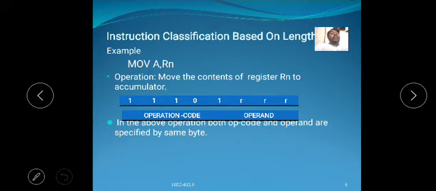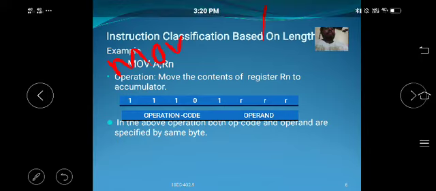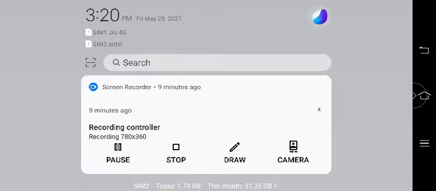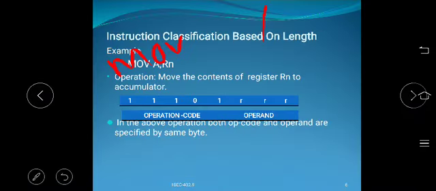In the example, MOV A, Rn. Here the content of register Rn is moved to the accumulator register. For example, here we are loading the values from MOV A, 20h.